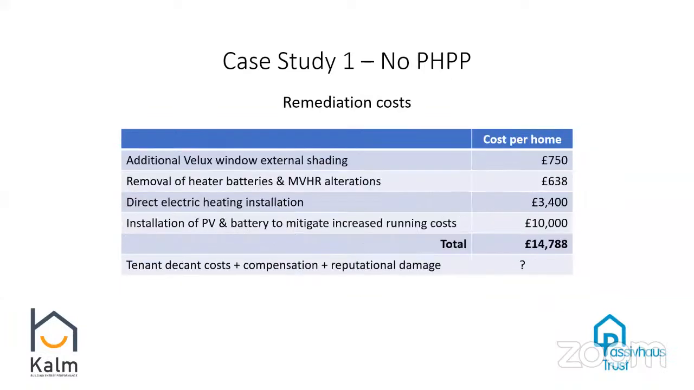And obviously there's a cost per home to remediating those in terms of changing the heating systems over. And also we're going to have to put PV and battery in just to mitigate the increased running costs. So we're looking at at least about £15,000 per home, plus all the things that are uncosted, such as reputational damage.